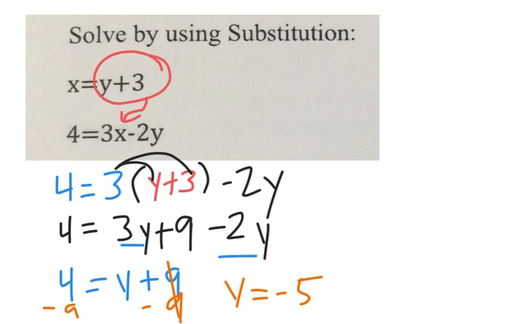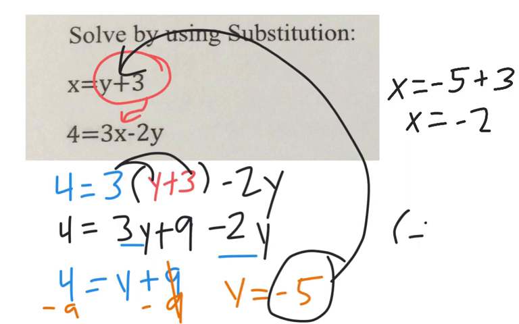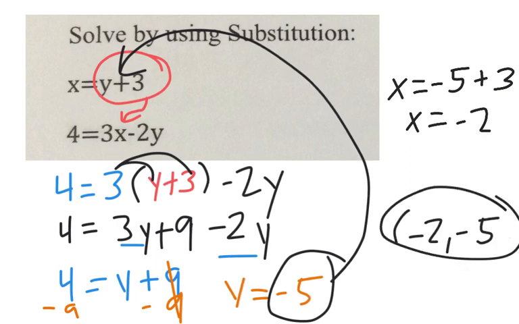Any questions? Once I know what y is, I'm going to take this and plug it in and find x. So if x is negative 5 plus 3, that means the x value must be negative 2. So the ordered pair where they intersect is at negative 2, negative 5.